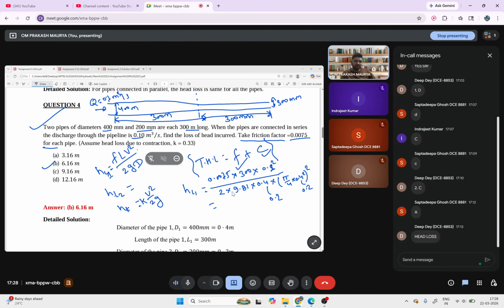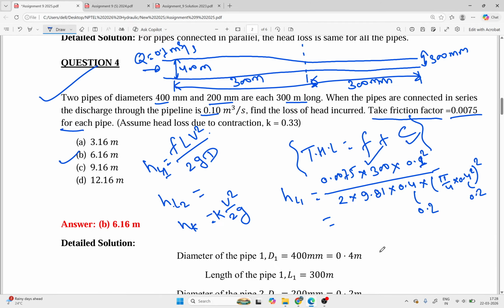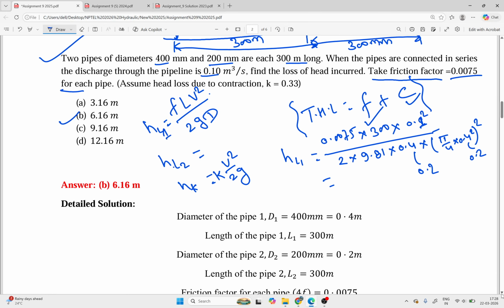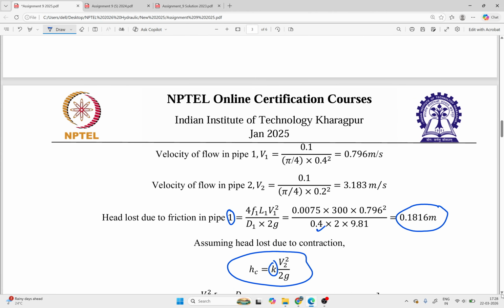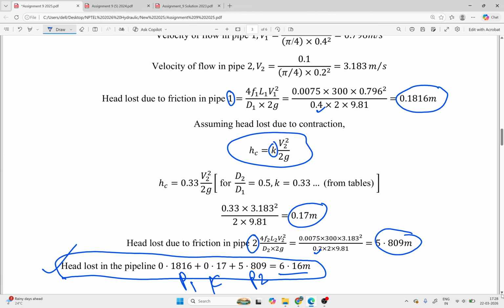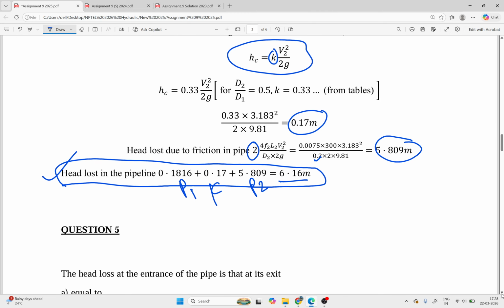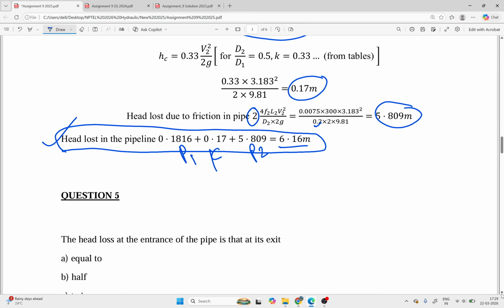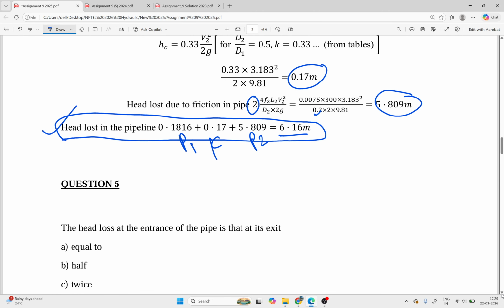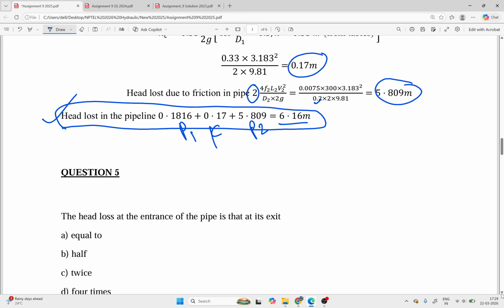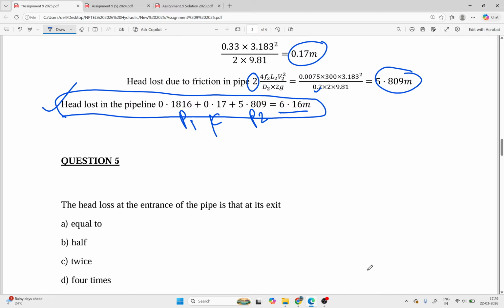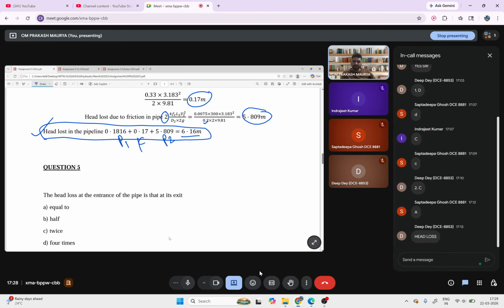Okay, so now let us move on to the next one. Next question is question number 5. The head loss at the entrance of a pipe is that at its exit. So please try to think what the question is asking and try to write your answer in the chat box. So I'm waiting.